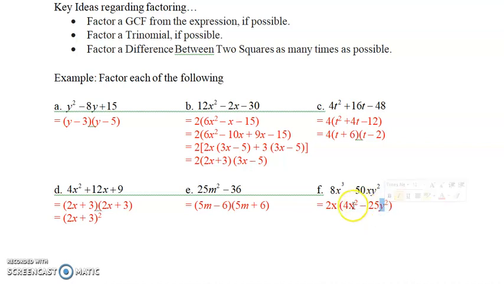Which is the difference of squares. That's equal to 2x bracket, and remember, the square root of 4x squared is 2x, and of 25y squared is 5y. So we put the minus 5y at the beginning, or you can put this as plus 5y. It doesn't matter. Just remember the second one has the opposite sign in between them. Okay?